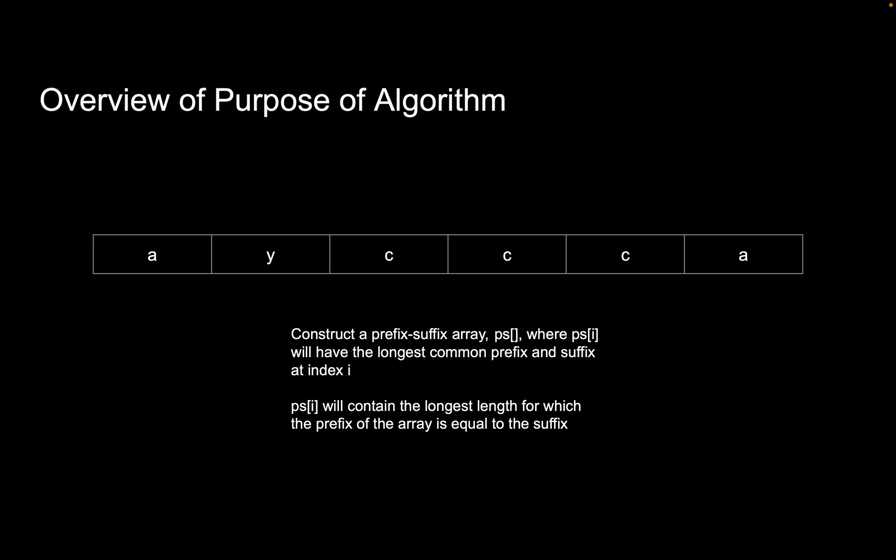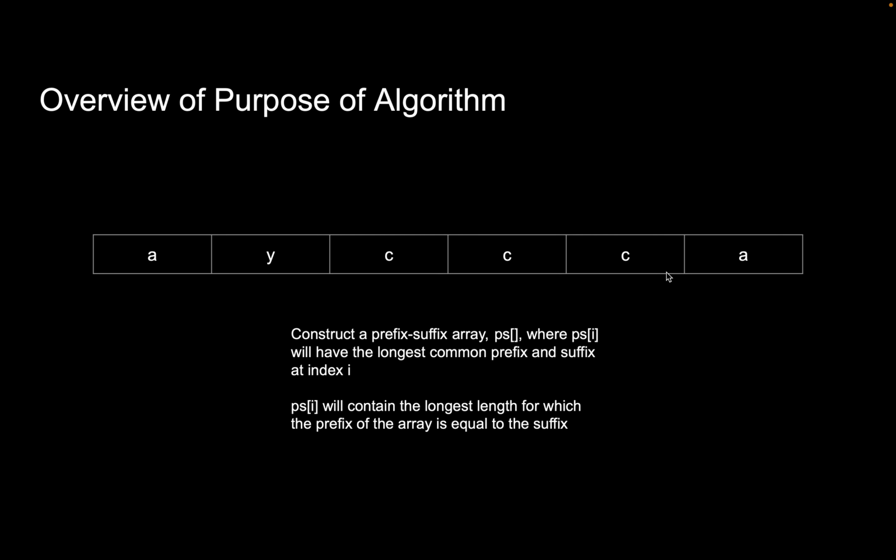So PS[i] will contain the longest length for which the prefix of that subarray until the ith point is equal to the suffix. What I mean here is, let's look at this subarray. We start from A, then end here, and a prefix suffix could be like A here, and then something here, and then another common prefix suffix could be like AY here, then YC here. If both of them are equal, then that's a valid prefix suffix, and we need to return the maximum possible length within this subarray.